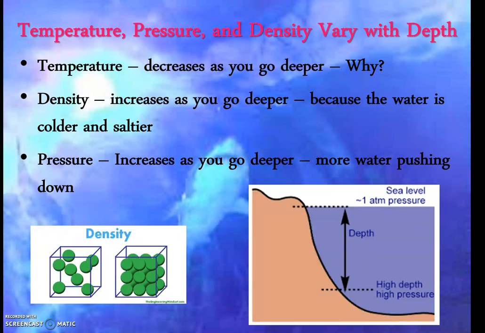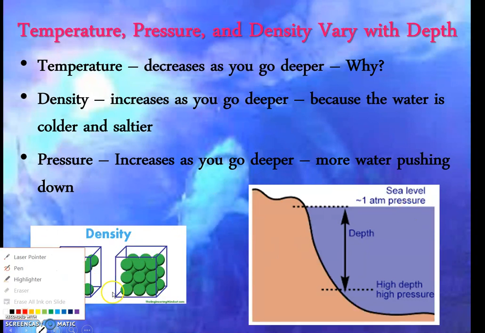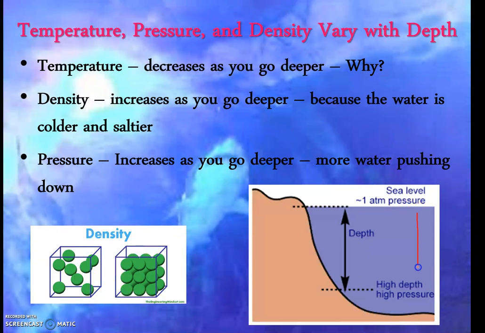Now we're going to talk about the depth of the ocean. Temperature, pressure, and density vary with the depth of the ocean water. The temperature decreases or gets colder as you go deeper. Why? Because less sunlight can reach down there to warm the water. So as you go deeper into the ocean, the deeper you get, the colder it is. The density, or how squished together the molecules are, increases as you go deeper.